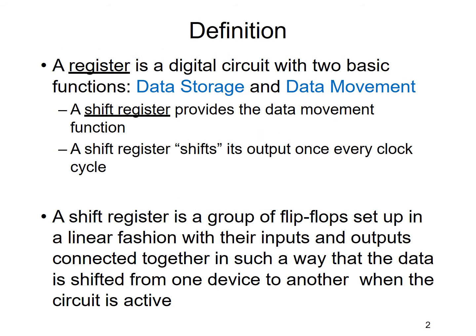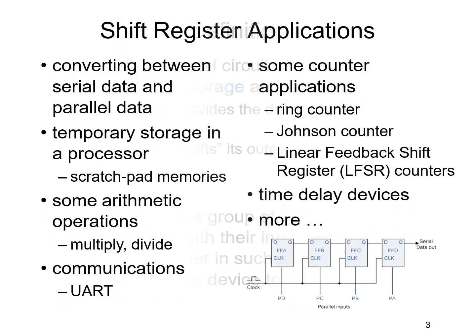A register is a digital circuit with two basic functions, data storage and data movement. A shift register provides the data movement function. A shift register shifts its output once every clock cycle. A shift register is a group of flip-flops set up in a linear fashion with their inputs and outputs connected together in such a way that the data is shifted from one device to another when the circuit is active.